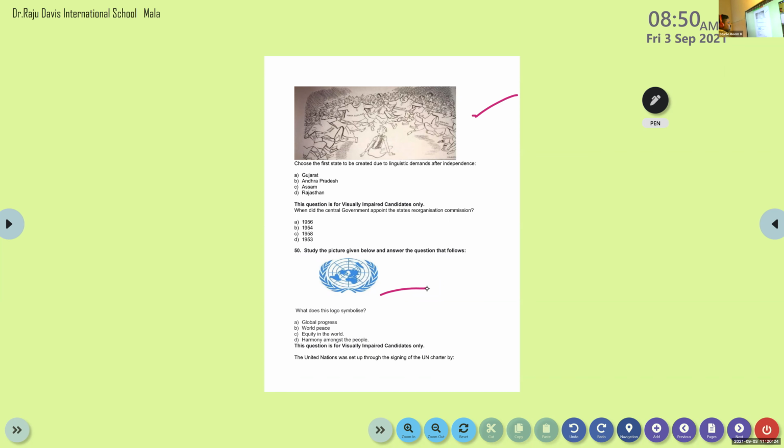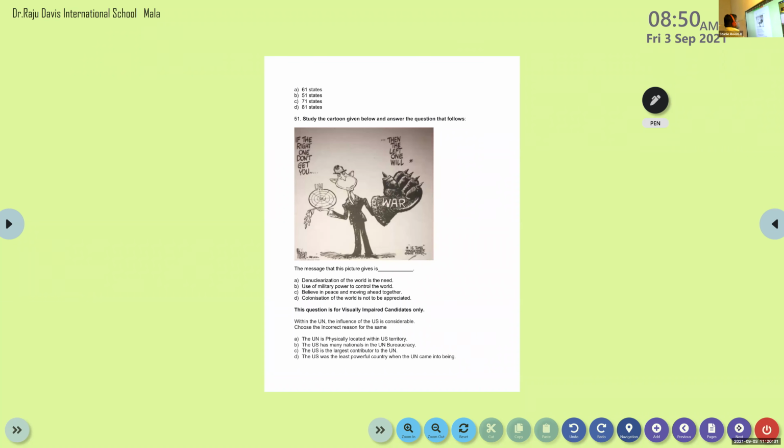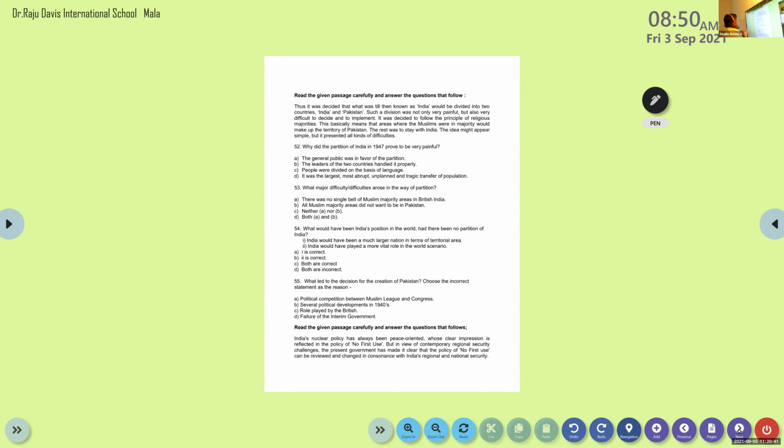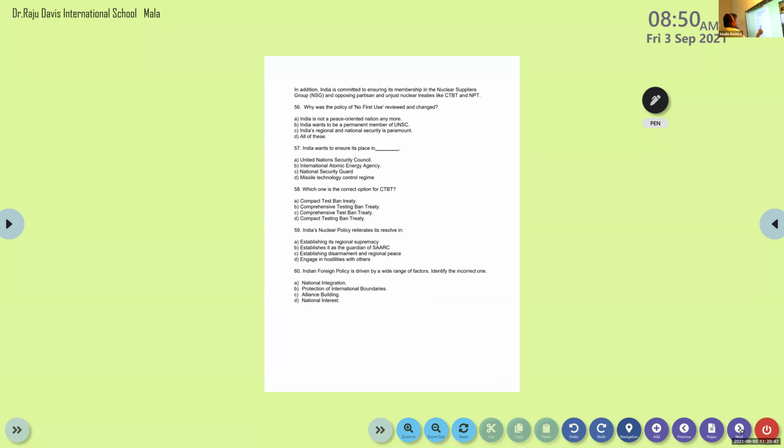Okay, let it be. So visually impaired candidates, they have to attend another question. Next one, study the cartoon given below and answer the question that follows. Okay, United Nations and war. So picture-based questions are there in number, and passage-based questions also are here. Passage-based questions are there. Okay, so hope these ideas are clear for you people.